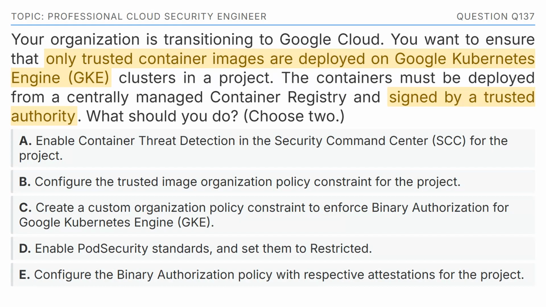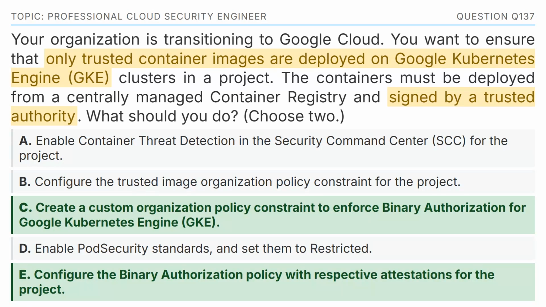To arrive at the correct answer, we focus on the keywords: only trusted container images are deployed on Google Kubernetes Engine (GKE), signed by a trusted authority. The correct answers are option C. Create a custom organization policy constraint to enforce Binary Authorization for Google Kubernetes Engine (GKE). And option E. Configure the Binary Authorization policy with respective attestations for the project.